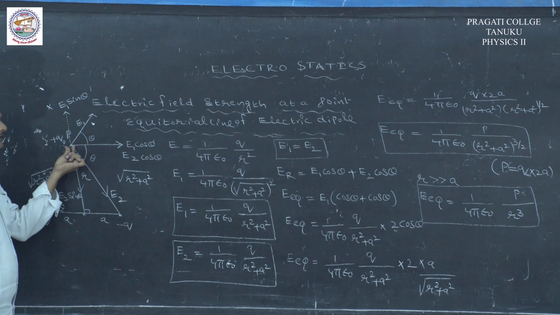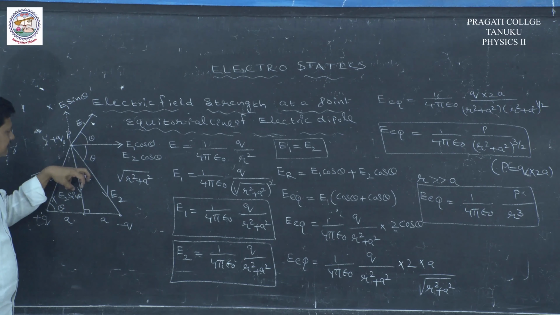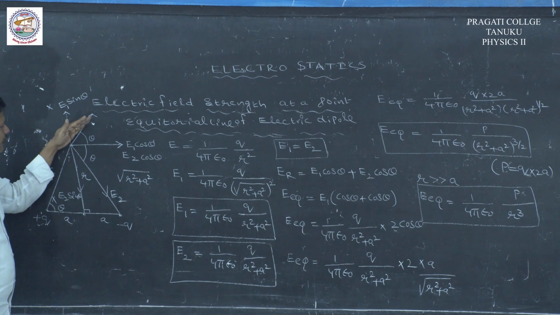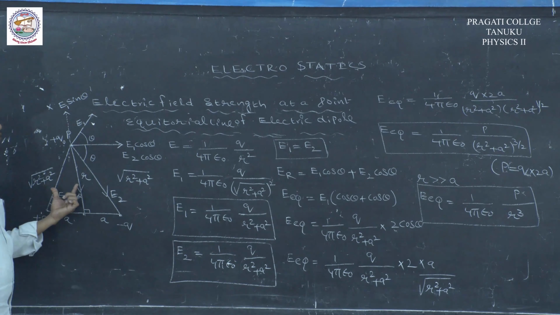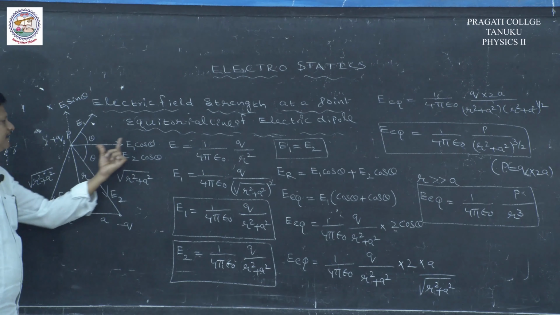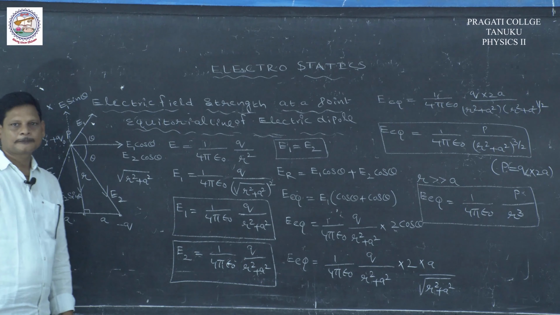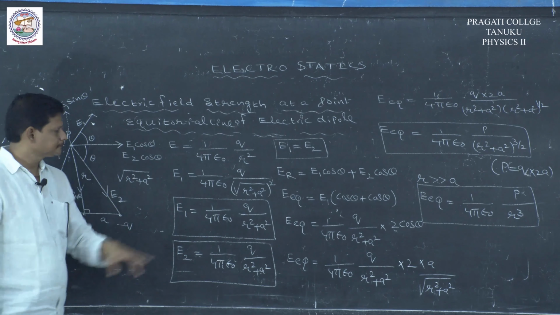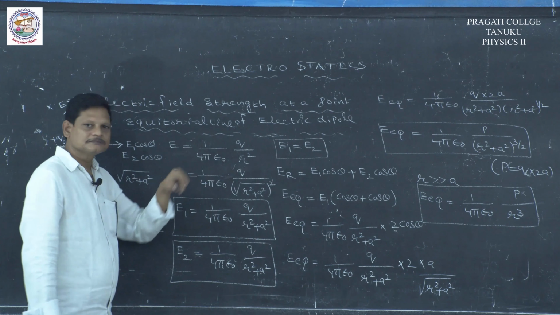So, here at point P, we have two electric fields having some inclination with each other. Then E1 is resolved into two components and also E2 is resolved into two components, one is E cos theta, another is E sin theta. We know the electric field strength due to a point charge, E is equal to 1 by 4 pi epsilon, q by r square.